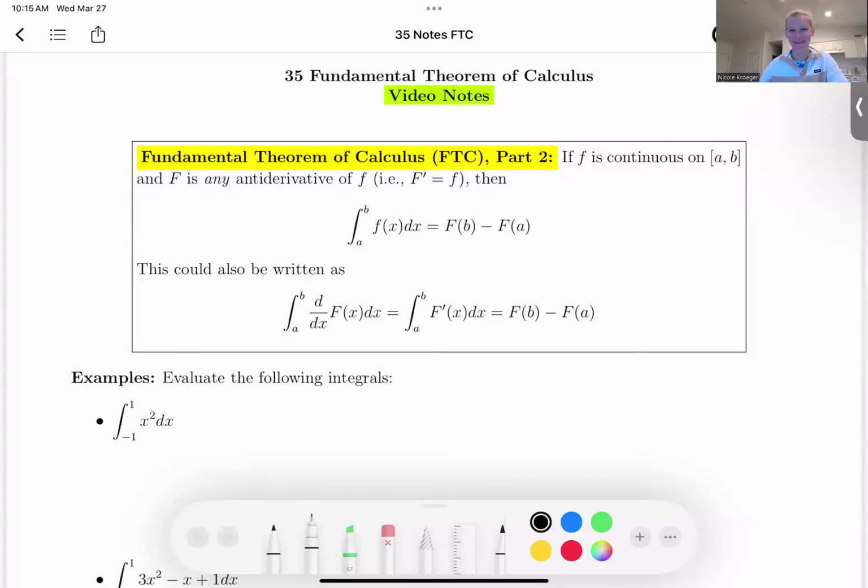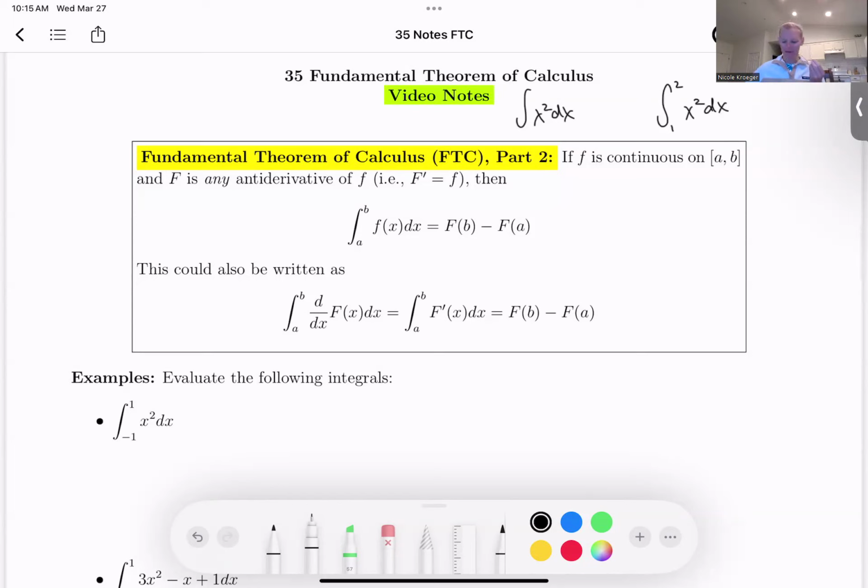Today, we're going to finally learn the fundamental theorem of calculus, and this is going to allow us to see the difference, or the connection really, between indefinite integrals, so those were our integrals where we didn't have bounds, and definite integrals, and that's where we have bounds.